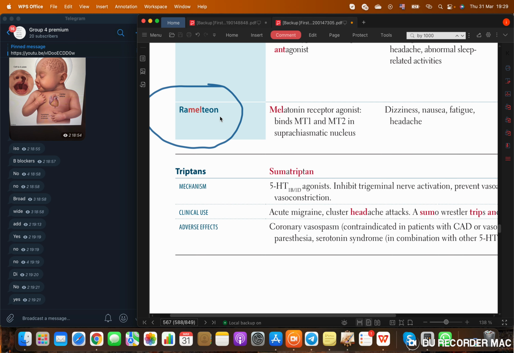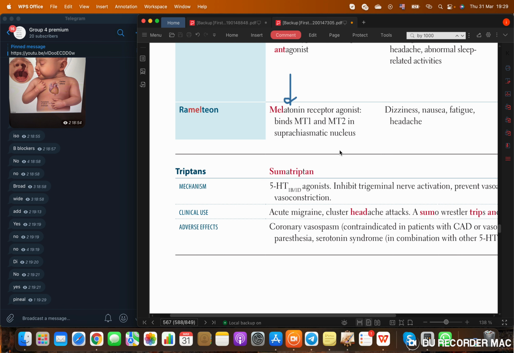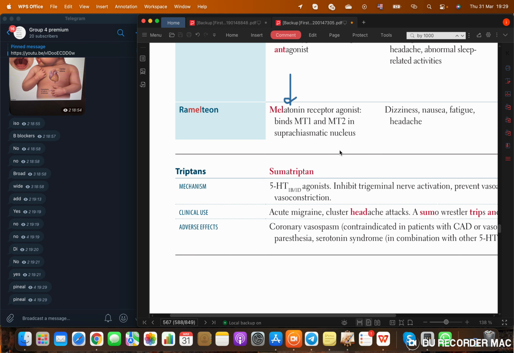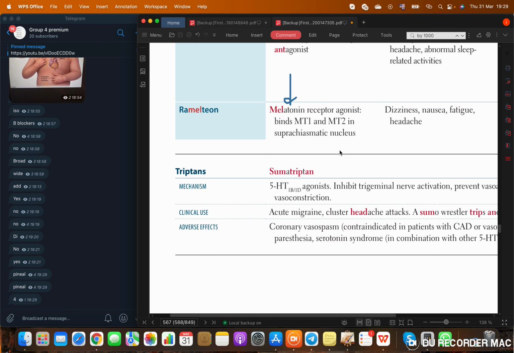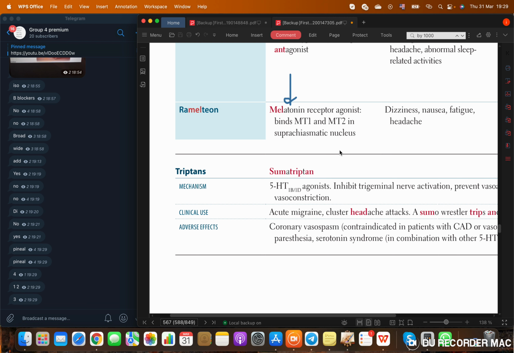ramelteon, which is a melatonin receptor agonist. Does anybody remember which organ in our body produces melatonin? Correct, the pineal gland. And if the pineal gland gets super big, let's revise some neuroanatomy. If it becomes super big, which cranial nerve is going to be compressed? The cranial nerve that is going to be compressed by a pinealoma is cranial nerve number 4, because it's going to push the midbrain posteriorly, guys. For the one person who said 4, you are correct.